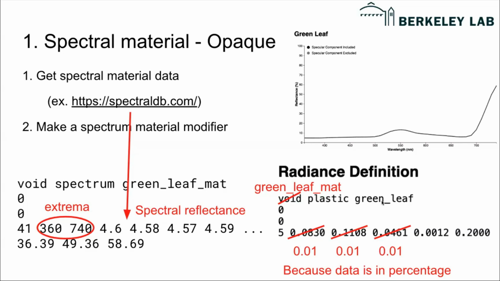And then as Greg was mentioning on Monday, usually the RGB reflectance will be 1 if you want to keep the spectral data, but because the data on the website is actually in percentage, I apply 0.01 instead.